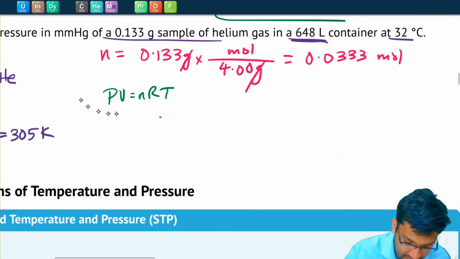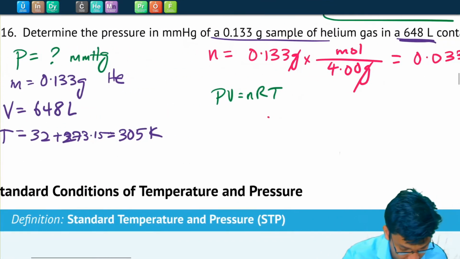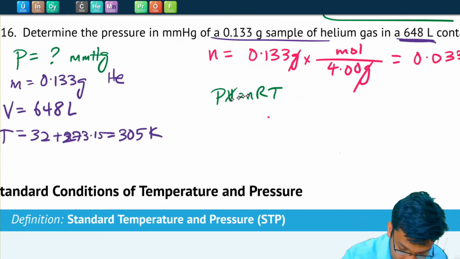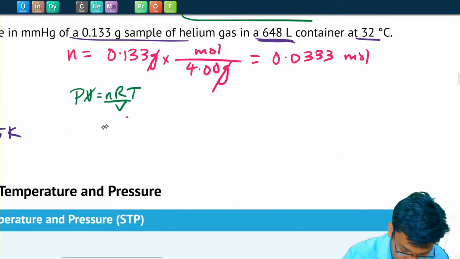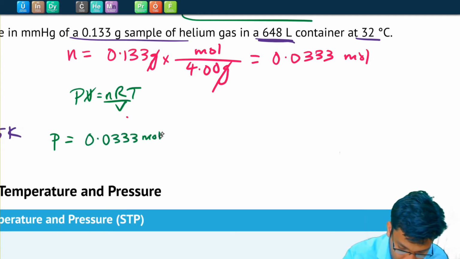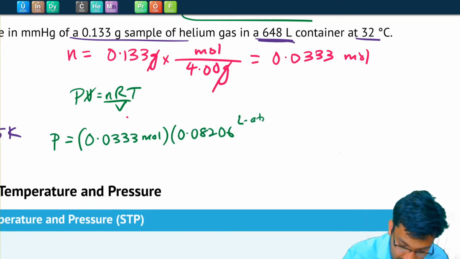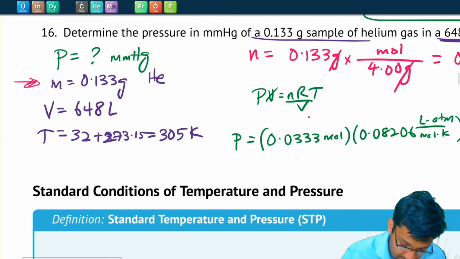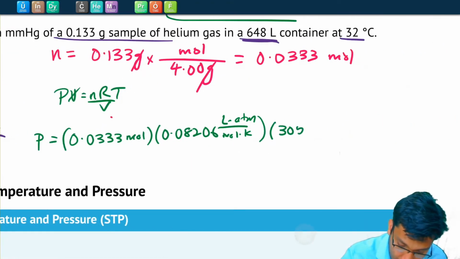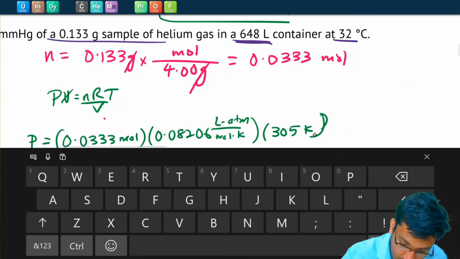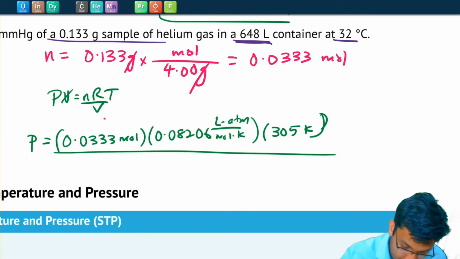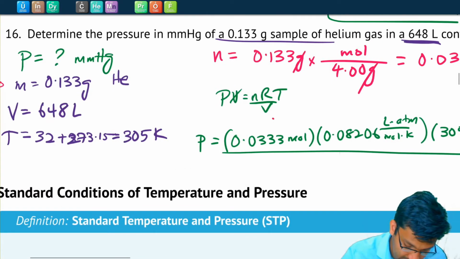We have everything there except for what we need to find, which is pressure. So let's rewrite, divide by V to solve for pressure, which means that pressure will be n times R times T divided by V. n is 0.0333 moles. R is 0.08206 liters times atmospheres divided by moles times Kelvin. Temperature is 305 Kelvin. Divided by the volume was 648 liters.